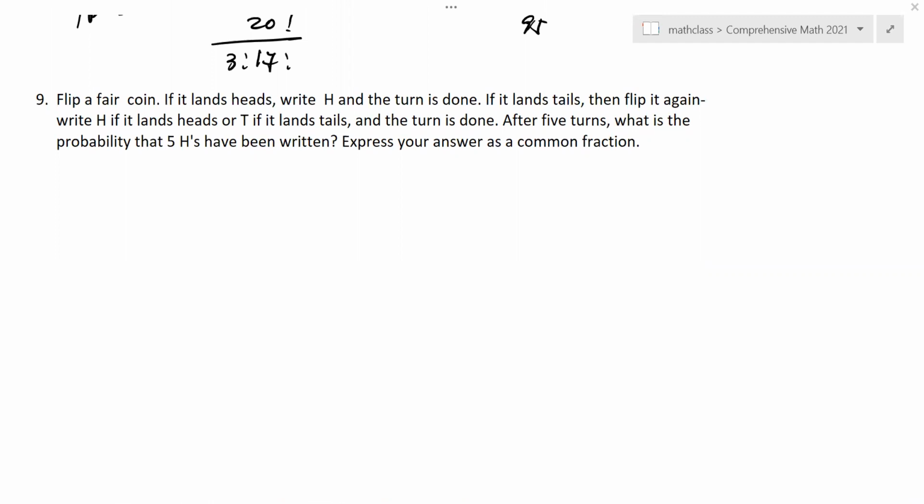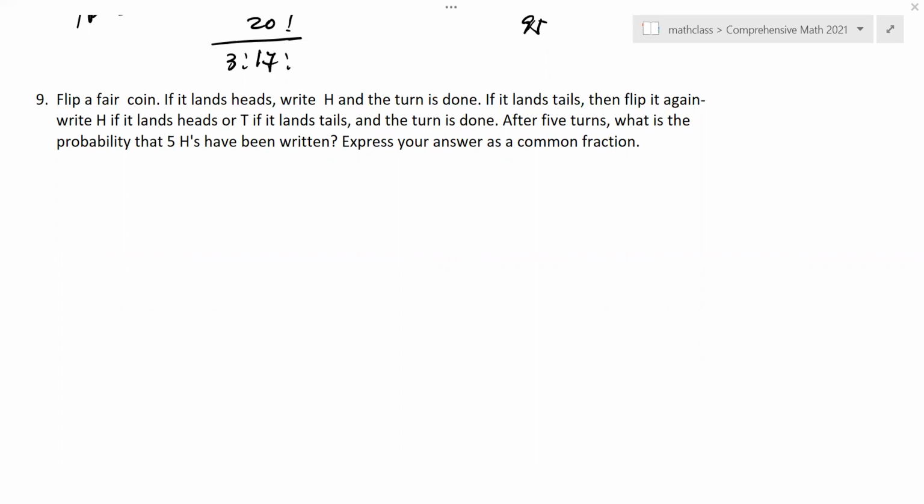Flip a fair coin. If it lands heads, write down H, and the turn is done. If it lands tails, then flip it again, and write down H if it lands heads, or T if it lands tails, and the turn is done. After 5 turns, what is the probability that 5 H's have been written?